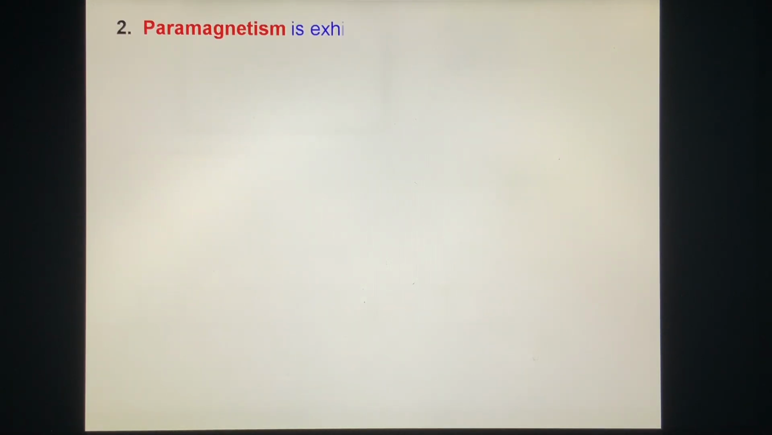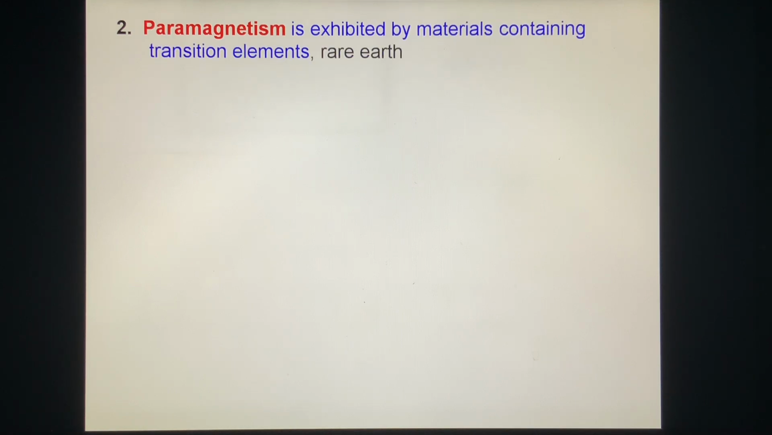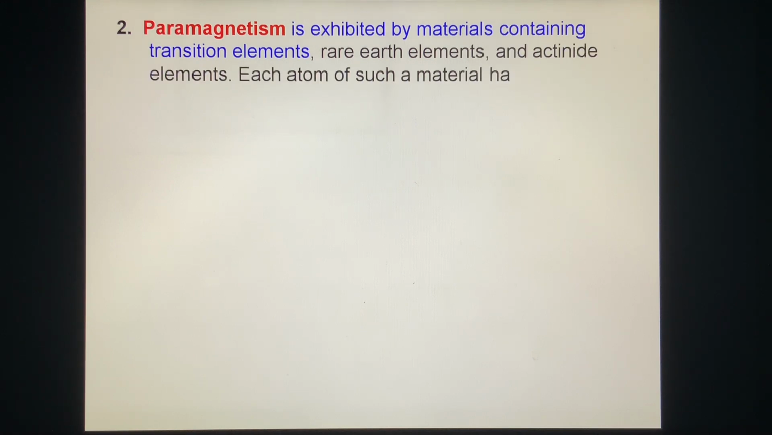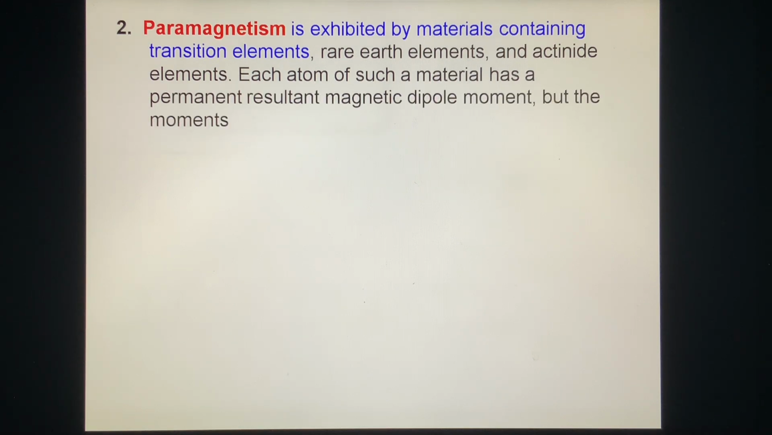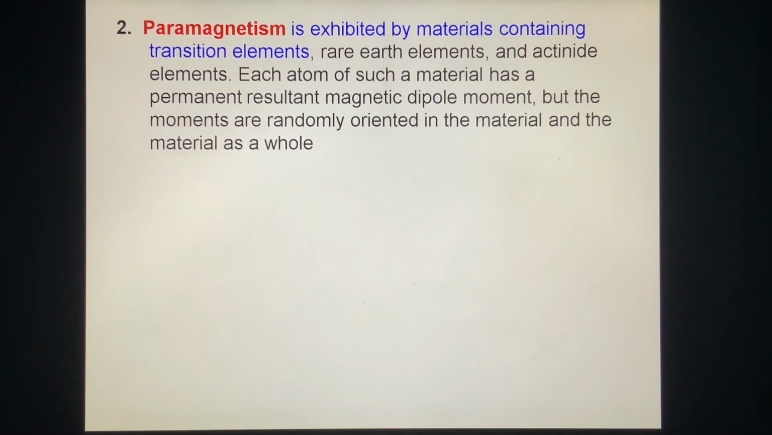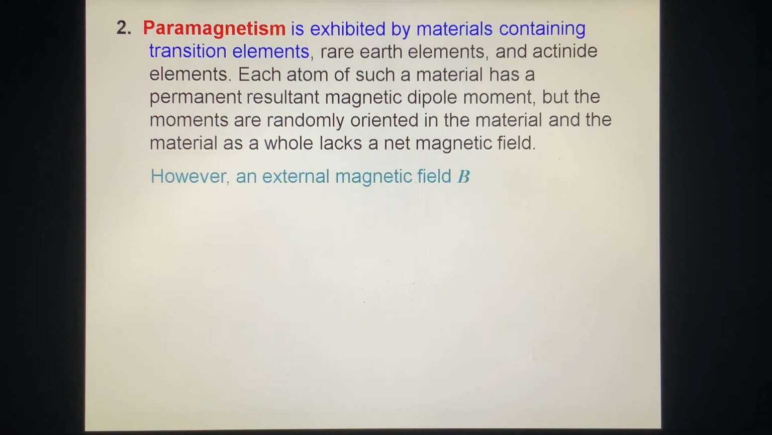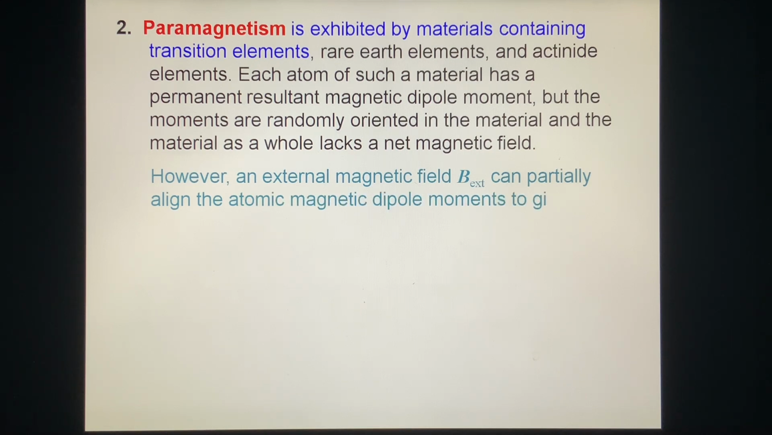2. Paramagnetism is exhibited by materials containing transition elements, rare earth elements, and actinide elements. Each atom of such material has a prominent resultant magnetic dipole moment, but the moments are randomly oriented in the material, and the material as a whole lacks a net magnetic field. However, an external magnetic field, B external, can partially align the atomic magnetic dipole moments to give the material a net magnetic field.